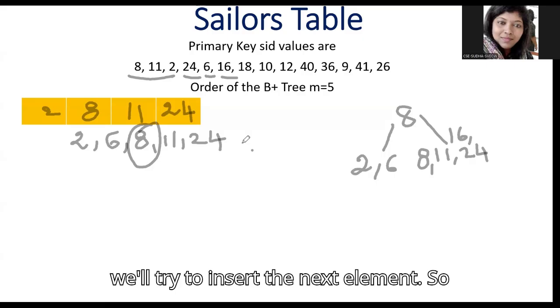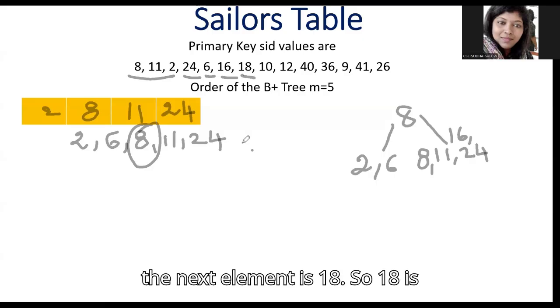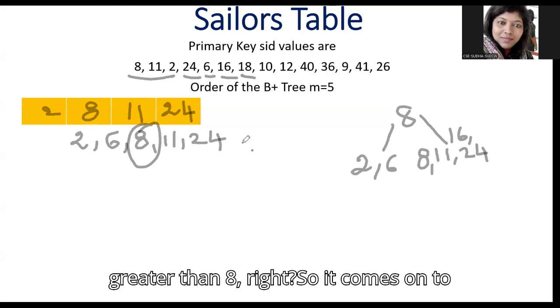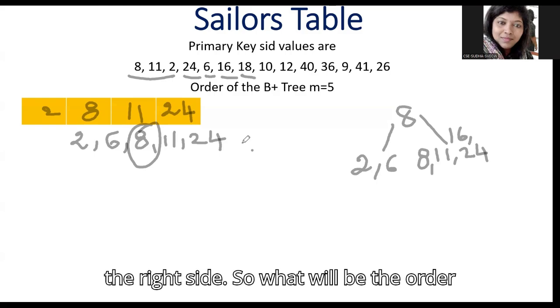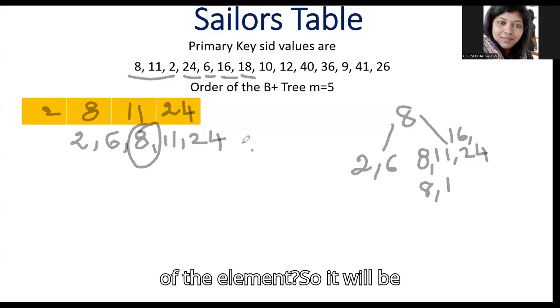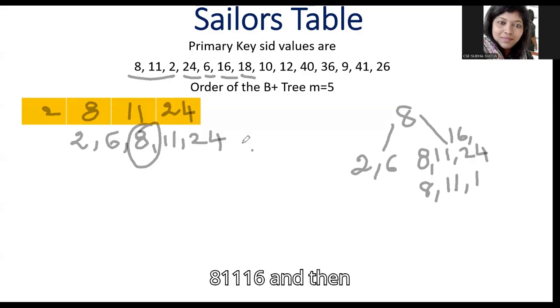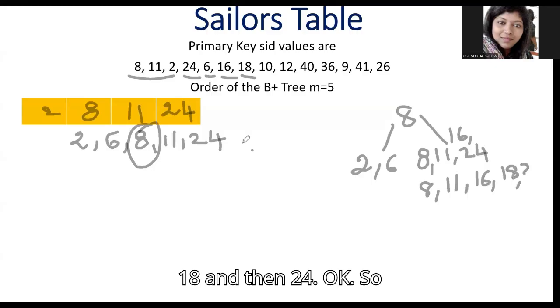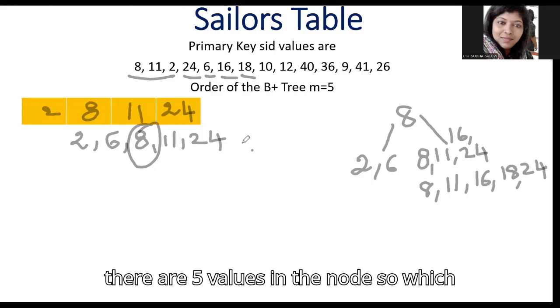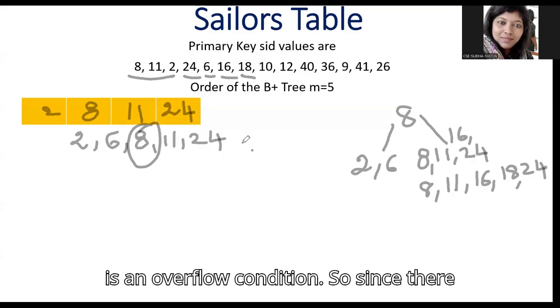Okay. So we'll try to insert the next element. The next element is 18. So 18 is greater than 8, right? So it comes onto the right side. So what will be the order of the elements? It will be 8, 11, 16, and then 18, and then 24. Okay. So there are five values in the node, which is an overflow condition.